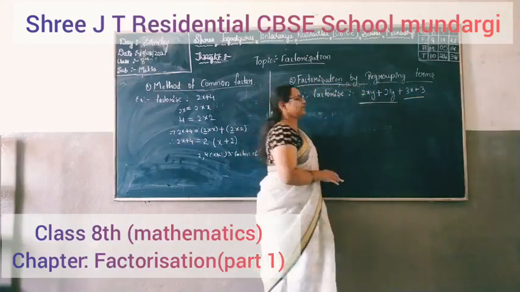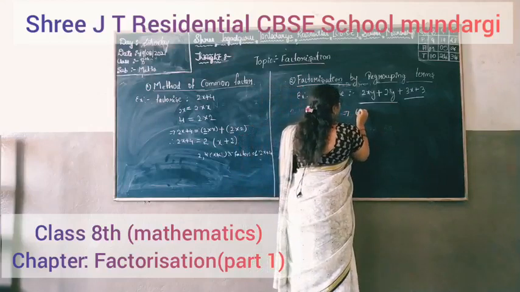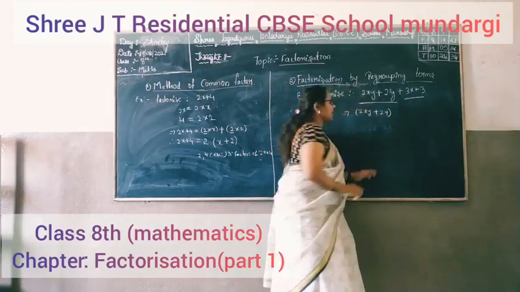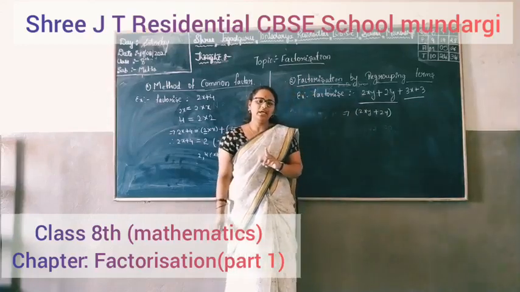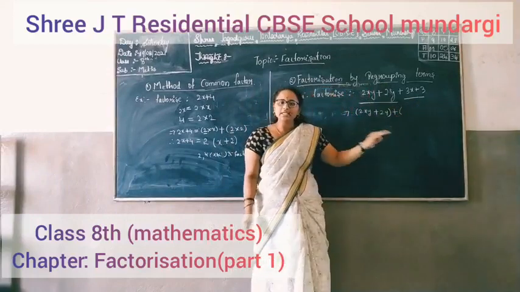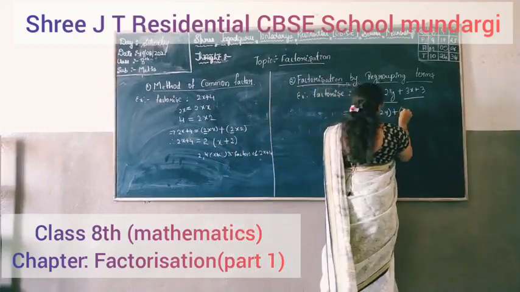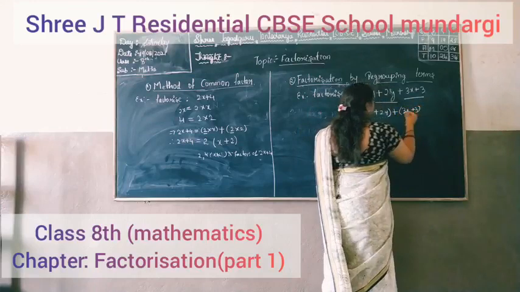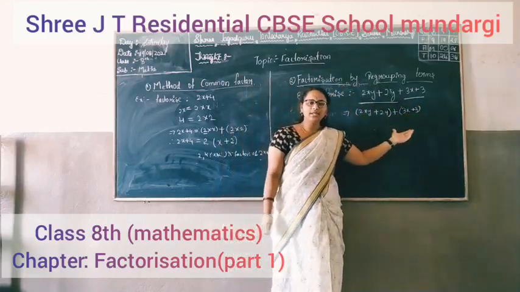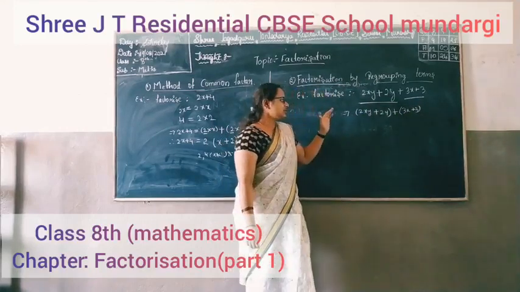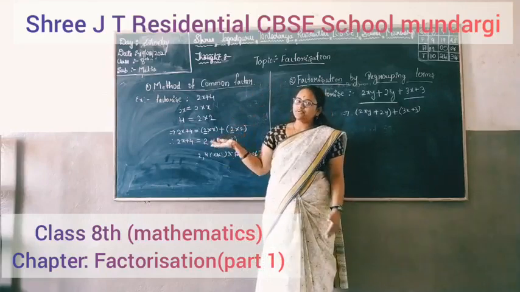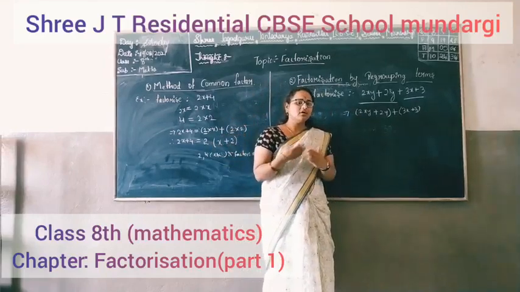So I will rewrite this in bracket, 2xy plus 2y. It is one group. Okay, so plus, the remaining is 3x plus 3. So I will write 3x plus 3. It is another group. So I will make a regroup. Okay. So next we have to solve it using the common factors.